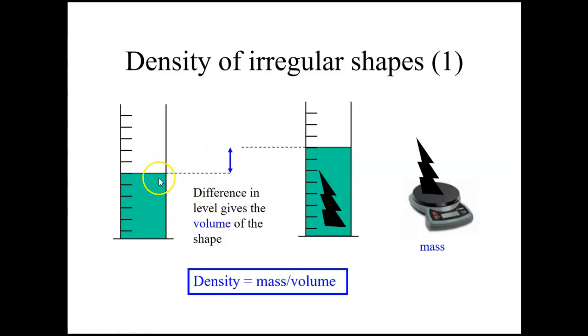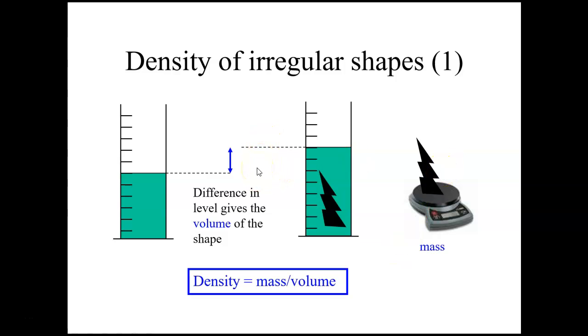Okay, so you get a measuring cylinder, put some water in, put your shape in, make sure it's fully submerged, the liquid will go up, and that difference is the volume of the shape. Obviously, we find the mass in the usual way, just stick it on a balance. So again, we can find the density, the mass divided by the volume.